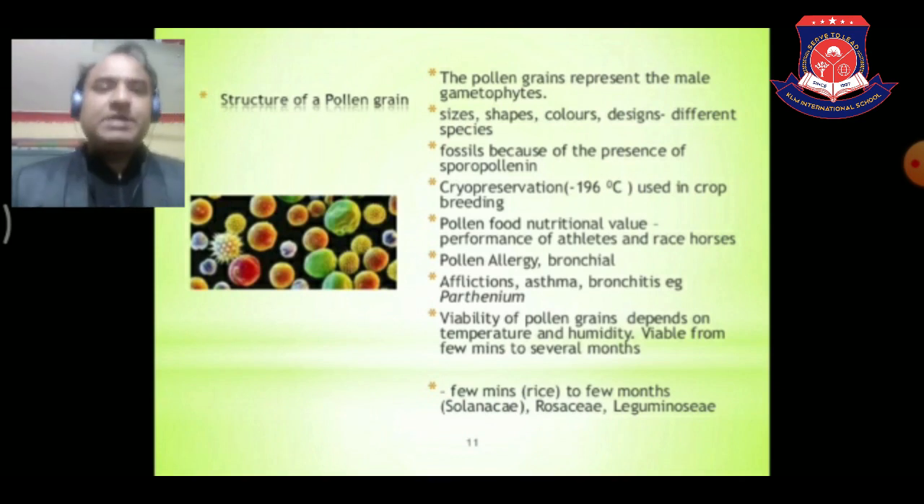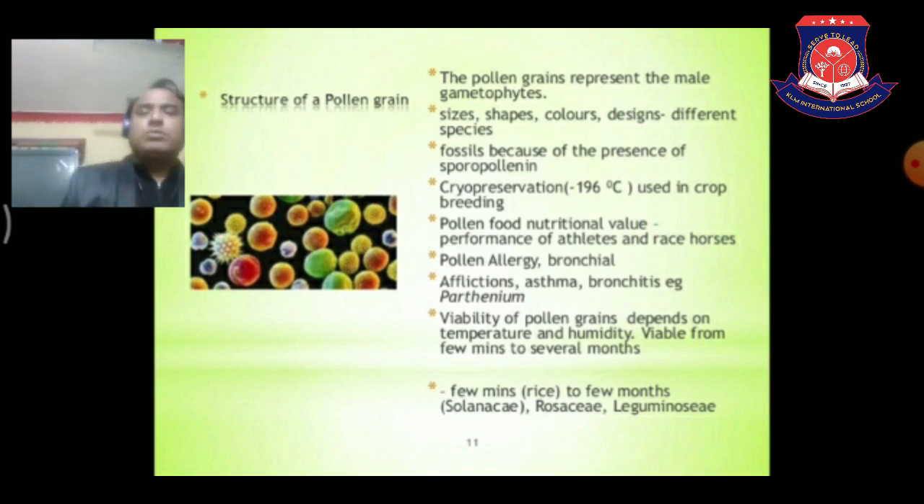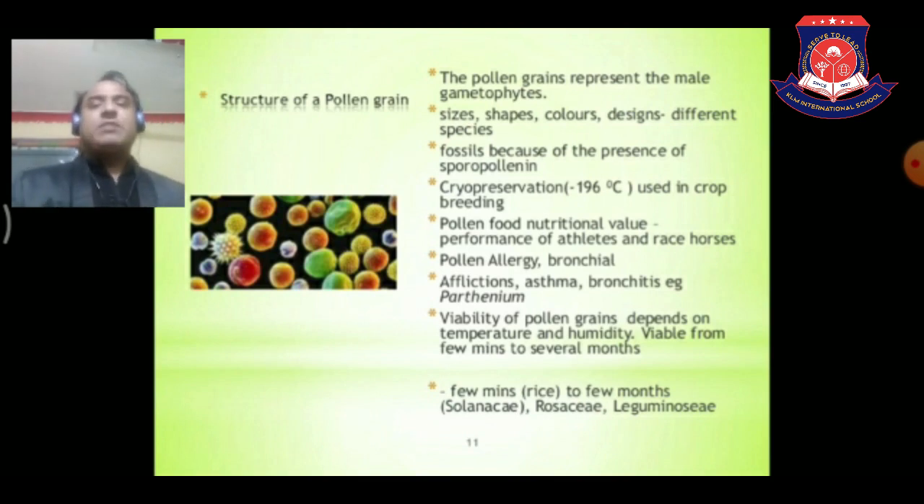Viability of pollen grains: normally pollen grains can survive up to 30 minutes after their dispersal. After they are released, for 30 minutes they can survive; they are viable. Viable means they can form a pollen tube on the stigma and can fertilize the ovule. But storing and preserving is a different thing, and viability is a different thing.